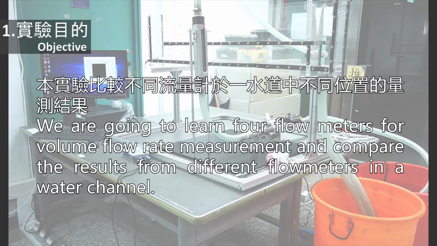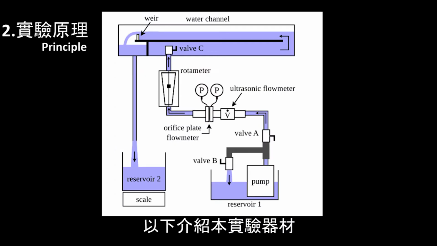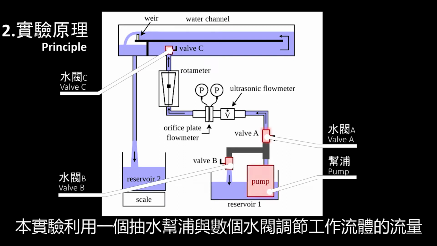In this experiment, we're going to learn four flow meters for volume flow rate measurement, and then we'll compare the results from different flow meters in a water channel. Here is the overlook of the test facility, which is composed of a closed return water channel and a loop with the different flow meters. The flow rate in the water channel is controlled by one pump and three valves.